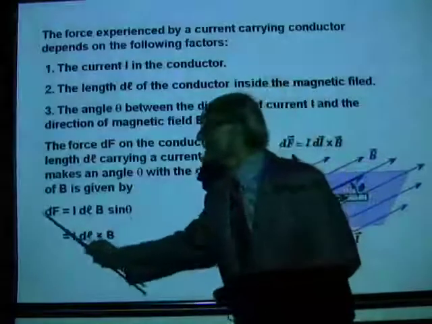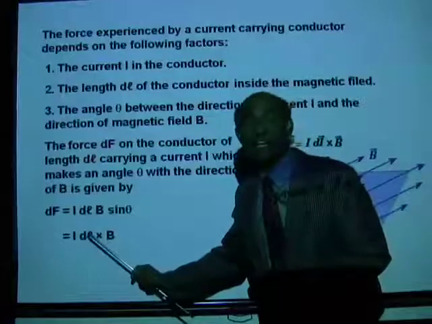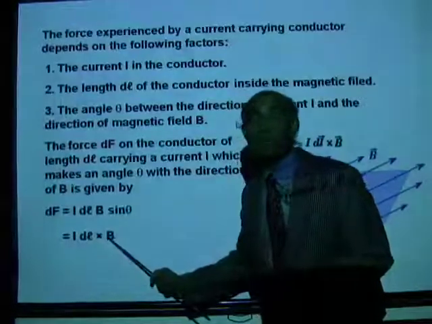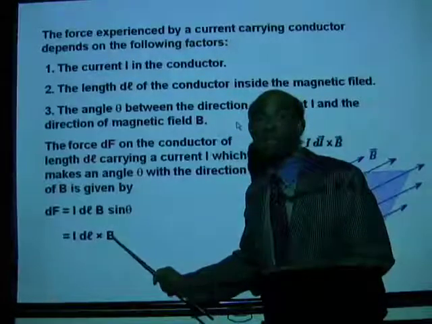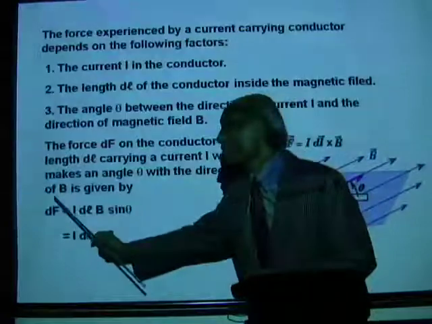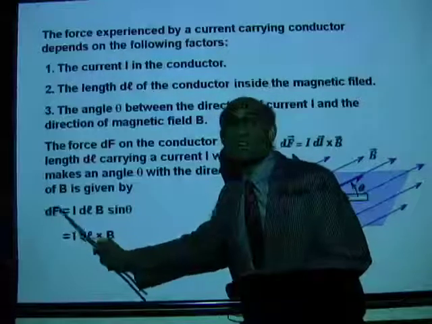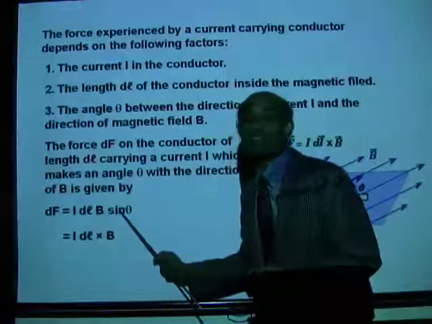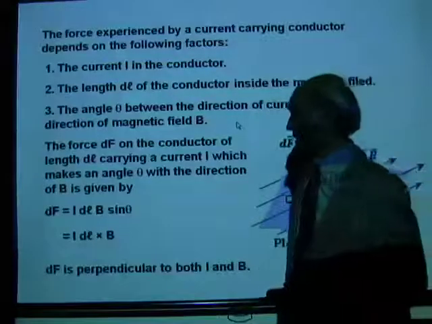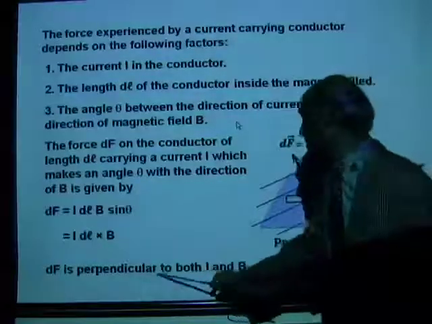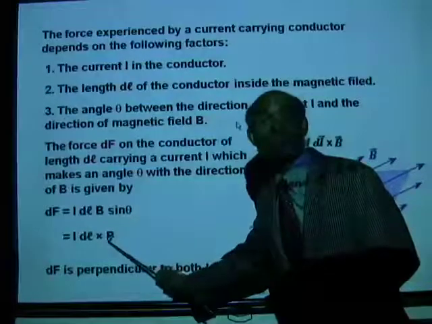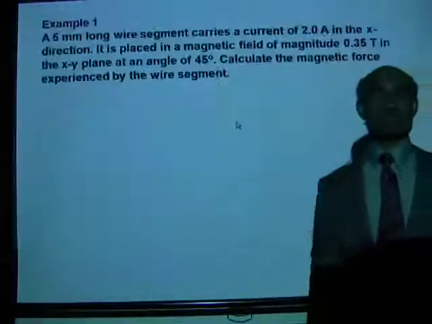And that is the amount of force experienced by a conductor of length dl carrying a current I placed in a magnetic field B such that the angle between B and I is theta. Then the force experienced by that conductor dF is equal to I dl B sine theta, which is the same as I dl cross B. And you can see that force is perpendicular to both I and B, because the cross product of two vectors is perpendicular to both the vectors.